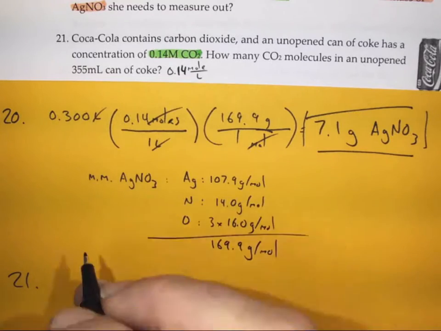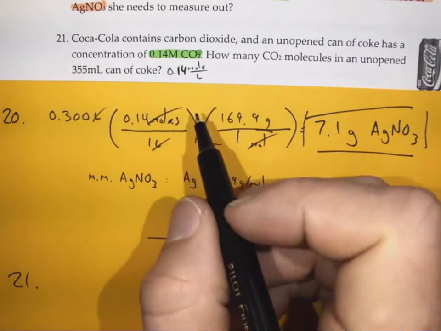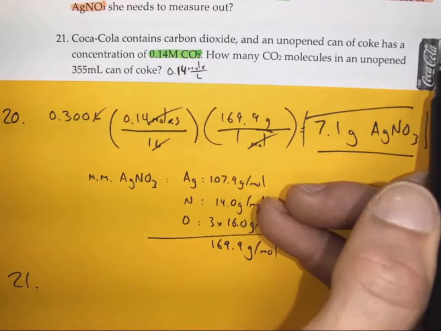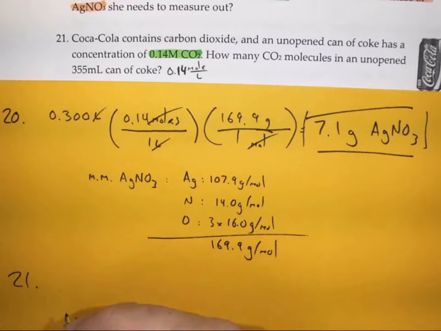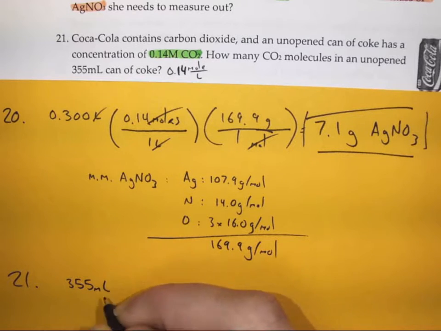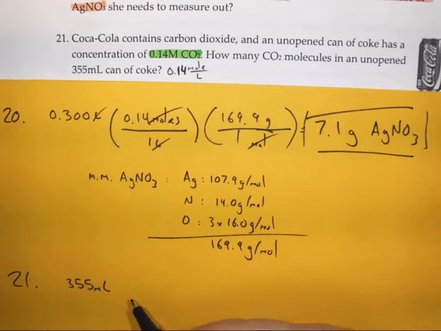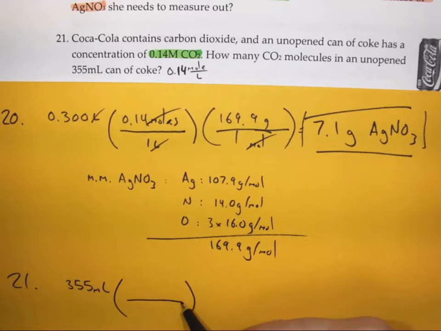All right, cool. So what should we start with? Well, start with the thing that's specific to our example. We're talking about a 355 mL can, so we'll begin there. Now, this is in moles per liter, so we should probably turn this into liters. And I know that 1,000 milliliters is the same thing as a liter.